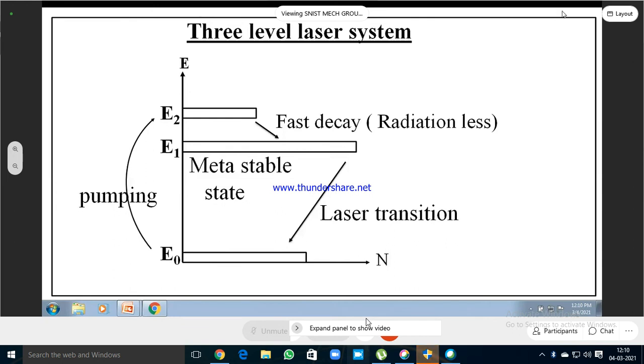Okay, if there is a fixed energy level to keep on supplying the energy, then why does population inversion come down slowly? Because we keep on supplying the energy, there is no guarantee that every atom will come to the metastable state. Understood? Some atoms may come from the E2 level directly to E0.